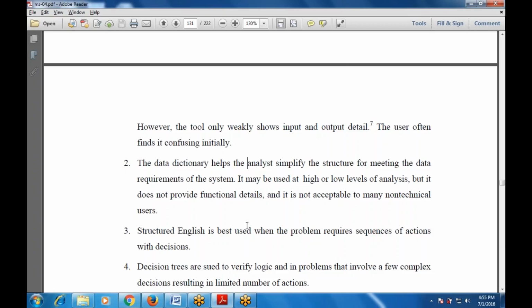The next one is decision trees. They are used to verify the logic and in problems that involve a few complex decisions resulting in a limited number of actions.